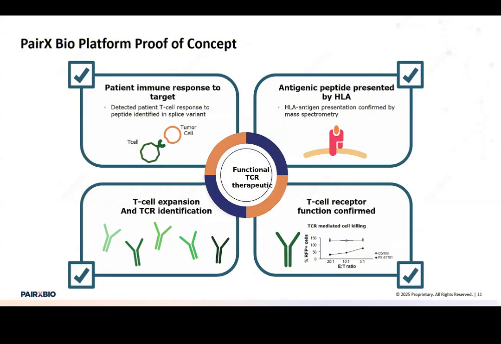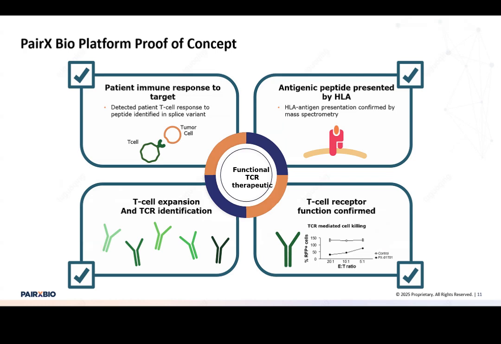So previously, what I showed you in the previous slide was that we could identify patient T-cell responses to the target. We found it by doing tetramer staining for T-cells. In the first part of the study, what I told you is that we found a cancer-selective variant.